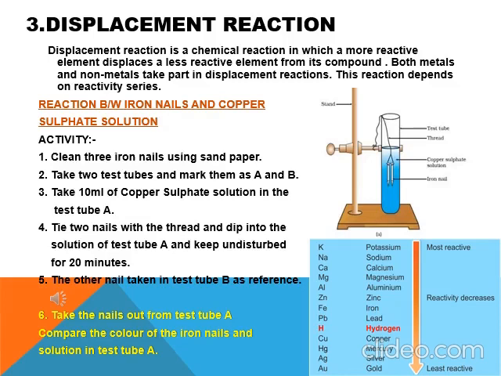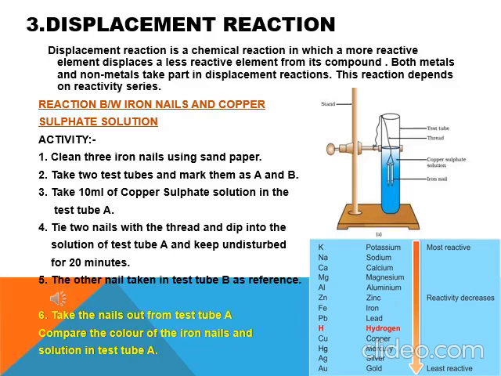Means potassium, the element which is written above, is more reactive than the element sodium. So here potassium is more reactive than sodium. So potassium can displace sodium from its solution, but sodium can't displace the potassium from the solution. So the elements which are above are more reactive than the elements present below. So this is the reactivity series which you have to learn, so that you are able to do the displacement reaction. So now we do the activity related to this reaction.